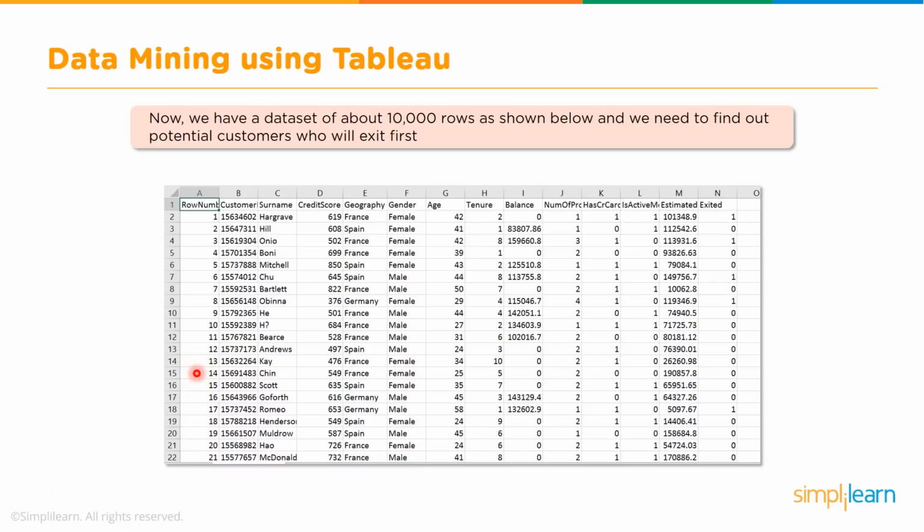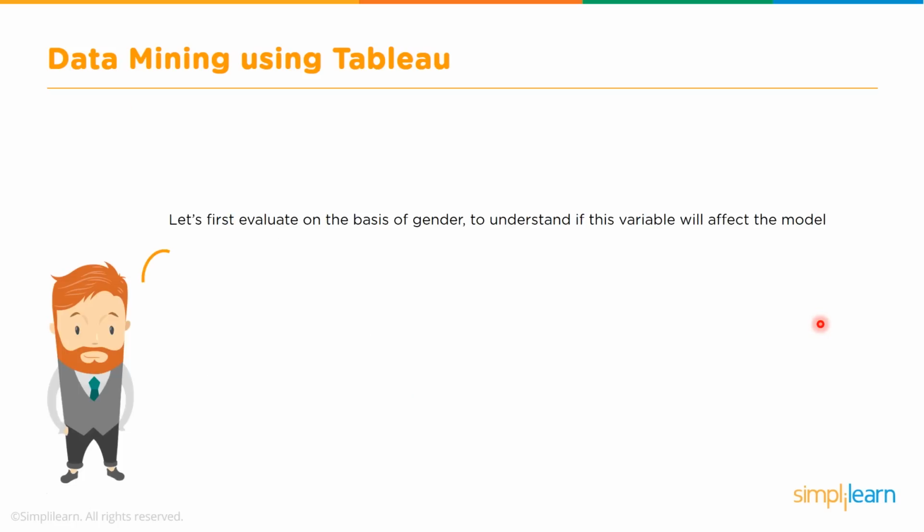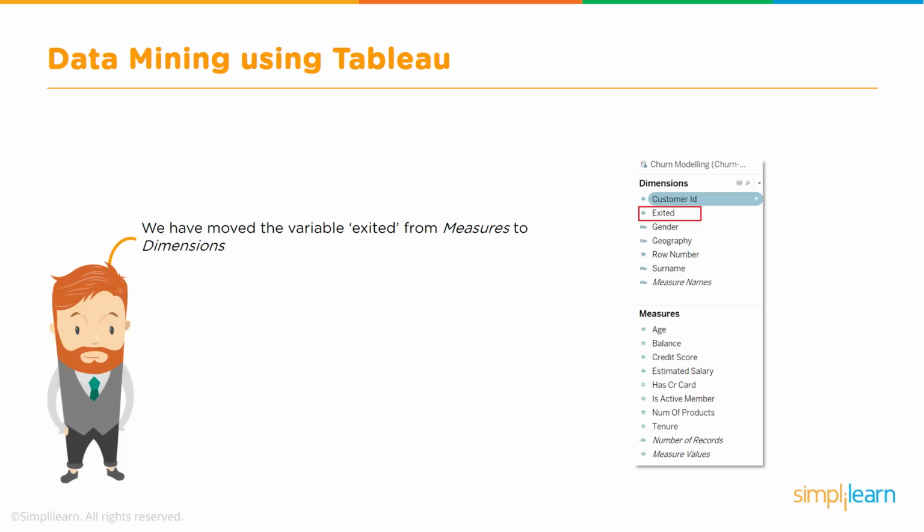Let's use Tableau, and very quickly we will be able to find out how these parameters are affecting. So this is our customer data. From our Excel sheet, we have a data set of about 10,000 rows, and we want to find out what the criteria are. Let's start with gender. Tableau offers an easy drag and drop mechanism, which makes it really easy to perform this kind of analysis.